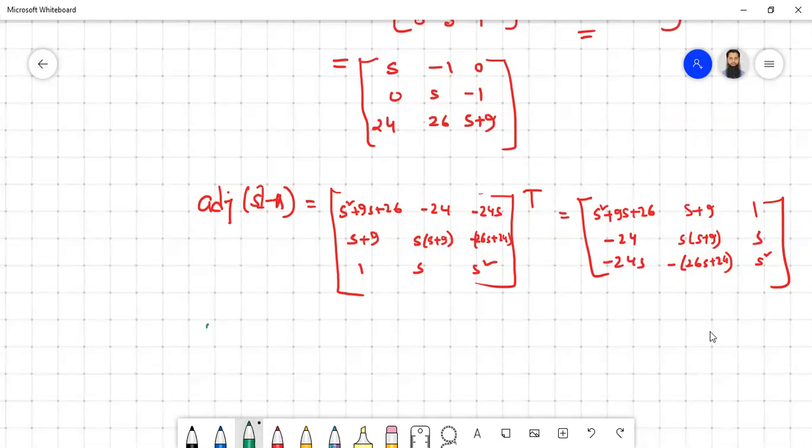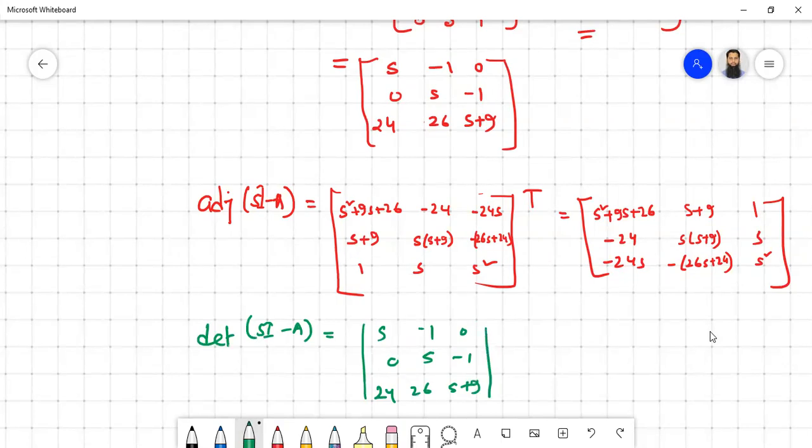Also you have to find the determinant of sI minus A. So we have to find the determinant of s, minus 1, 0; 0, s, minus 1; 24, 26, s plus 9. So this is s, then cross multiply, we will have s squared plus, multiplying diagonally, 9s plus 26 plus 24. So what we are going to get is s cubed plus 9s squared plus 26s plus 24. So this is the determinant.